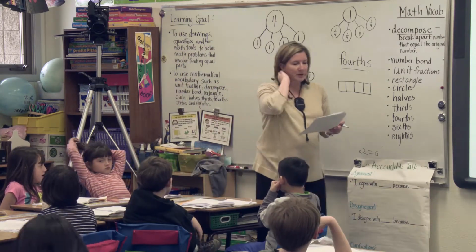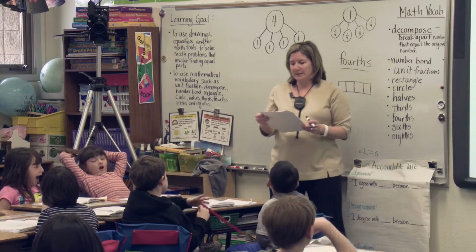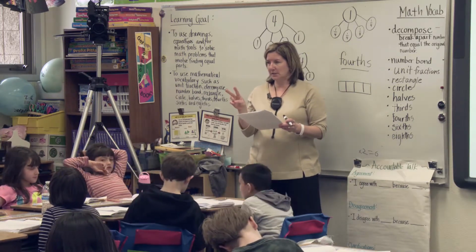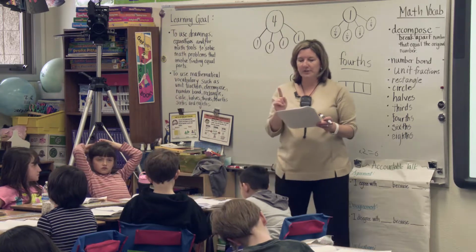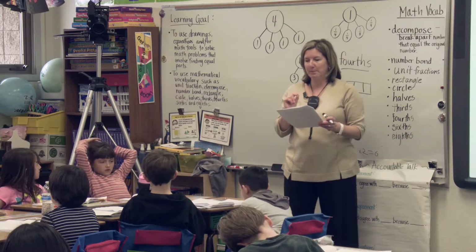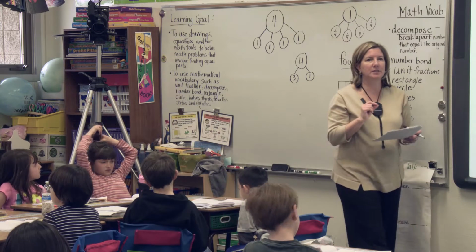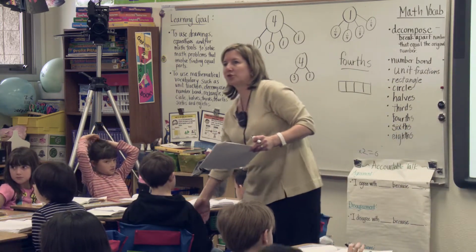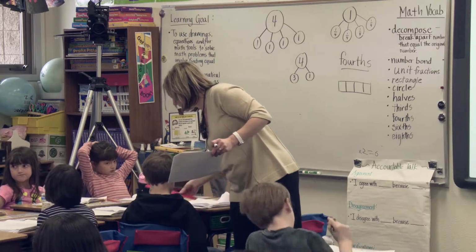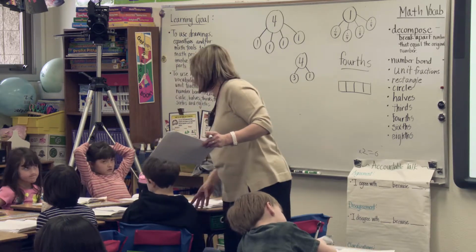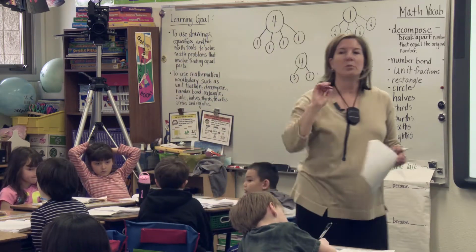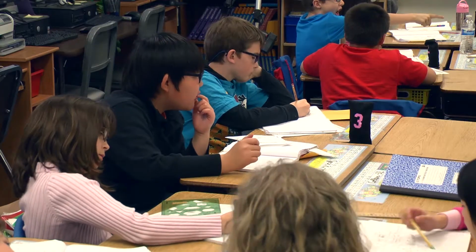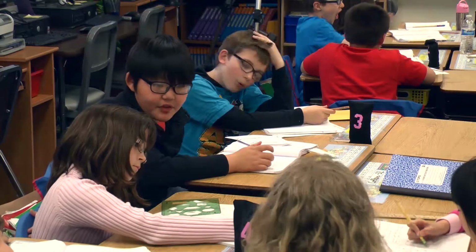Now work with your partner to show a number bond decomposing 1 into 2 parts, one part of which is composed of 3 copies of the unit fraction. Okay, so you guys should be talking. What's a unit fraction? What are 3 copies of a unit fraction? What does that mean?